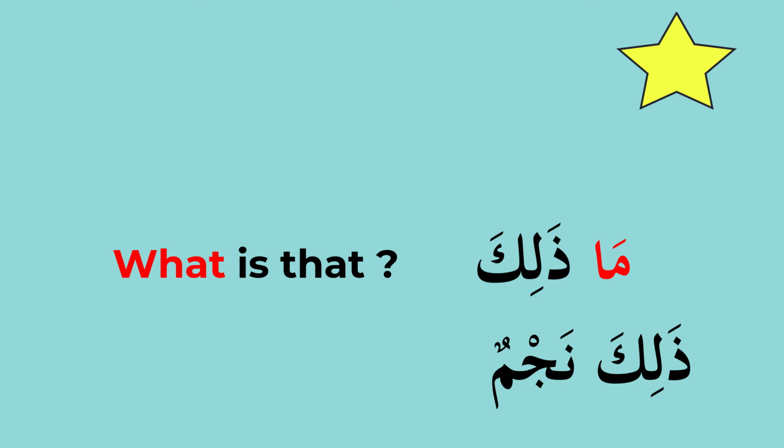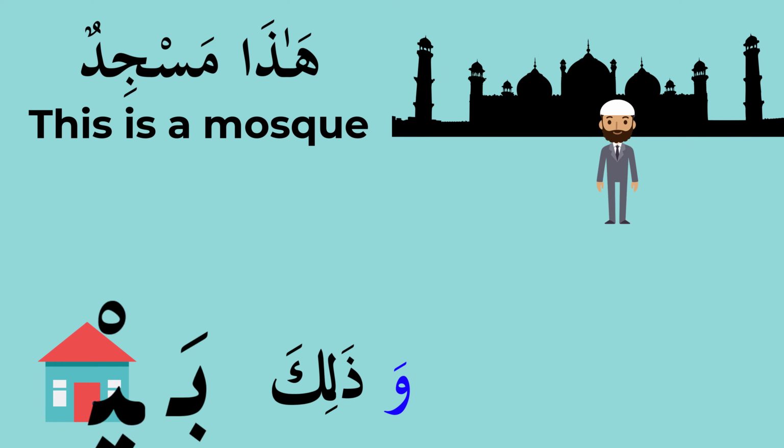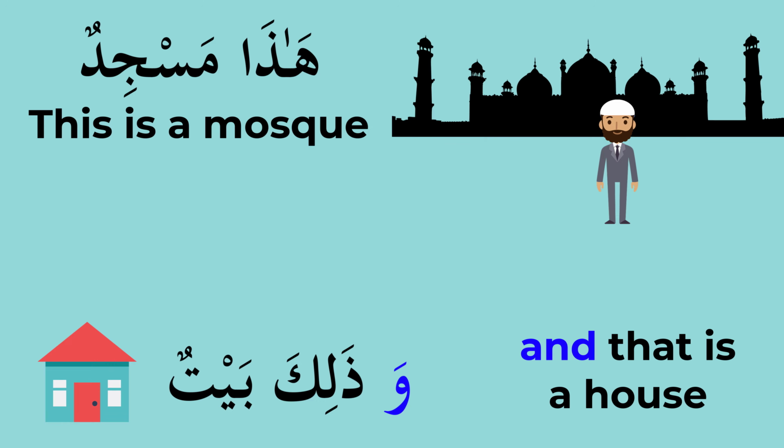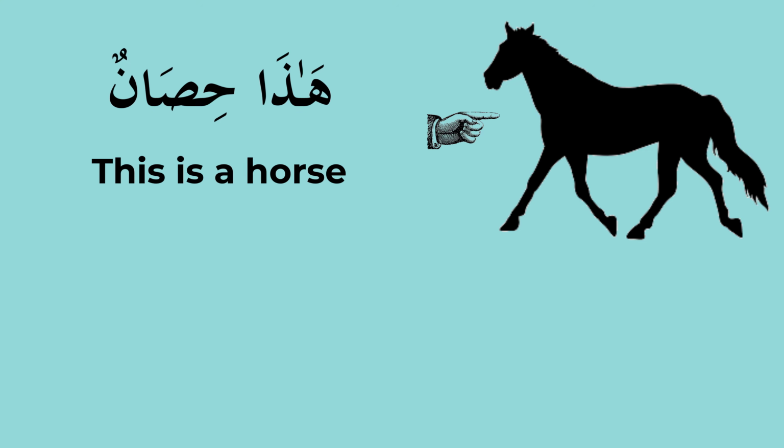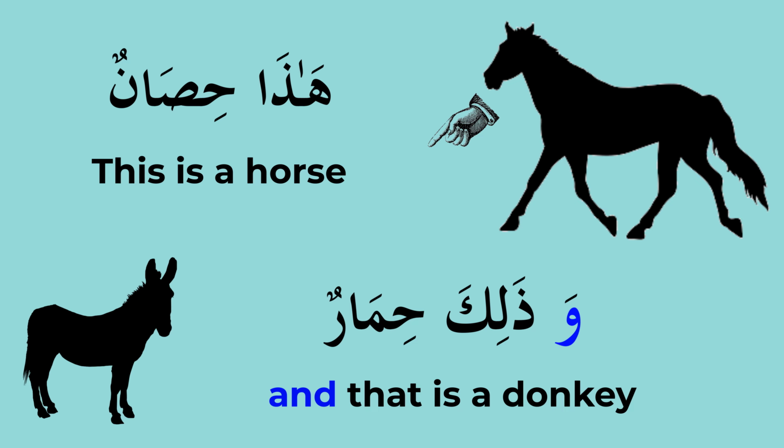Ready, brother? The question, ma, is the same. Ma zalika. What is the meaning, brother? What is that? We are talking about that. Zalika najmun. That is a star. Haza masjidun, which is closer to us. Wazalika. What is the meaning of wazalika? And that is a house. Haza hisanun. This is a horse. Wazalika himarun. Are you with me, brother?